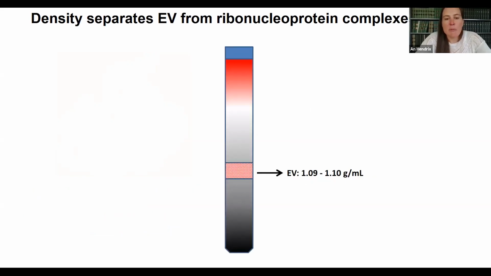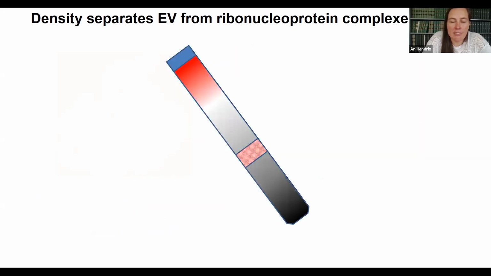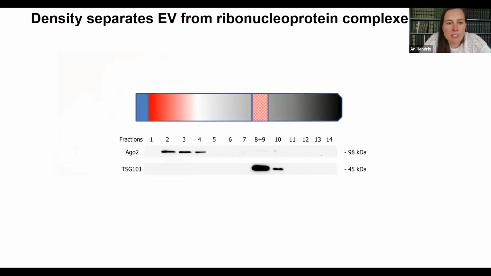One of the nice things about the density gradient, and I will come back to this later on, is that you can actually study the different fractions of the gradient. And this is what we did here. So we collected the different fractions from the top to the bottom. We refer to these fractions from 1 to 14. What we observe is that extracellular vesicles float at their typical density of around 1.1 gram per ml, whereas the Argonaute-2 ribonucleoprotein complexes were retained in the top fractions of the density gradient.